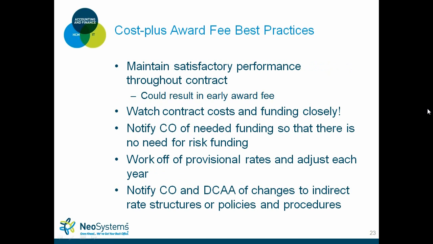So award fee best practices: maintain satisfactory performance throughout the contract. If you can get the work done for less than the original contract value, that could result in an early award fee. And then same scenarios for cost plus fixed fee. Watch your contract costs and funding closely. Notify your contracting officer of any changes, and work off of provisional rates or forecasted rates.